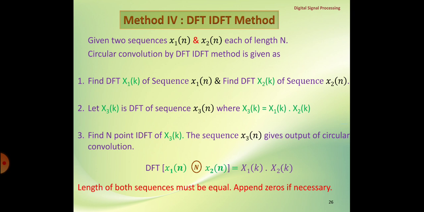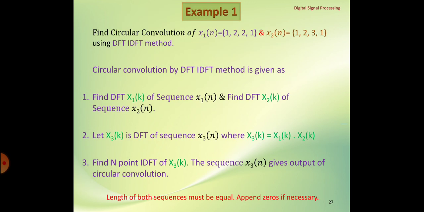So this x3 of n is nothing but the output of circular convolution of the two sequences x1 of n and x2 of n. For this we can say the property: multiplication of DFTs is nothing but circular convolution in the time domain, that is, the DFT of x1 of n circularly convolved with x2 of n is nothing but x1 of k multiplied by x2 of k. That means we can say in another term that circular convolution in the time domain is nothing but multiplication in the frequency domain. Again, for this method, the lengths of both sequences must be equal, and append zeros if necessary.